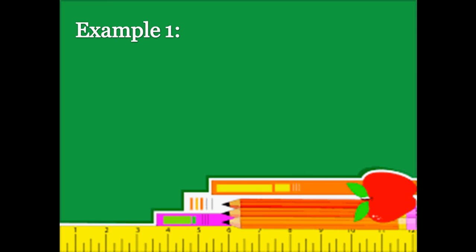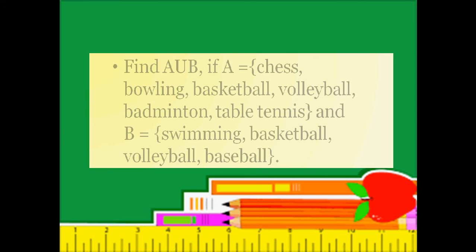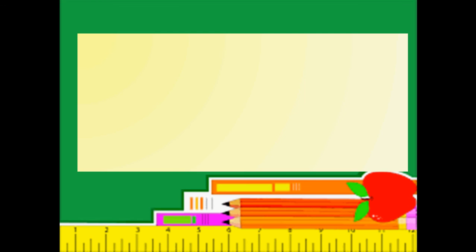For instance, find the union of set A and B if set A has the elements chess, bowling, basketball, volleyball, badminton, table tennis, while set B has the elements swimming, basketball, volleyball, and baseball. To find the union of sets, we have to list all the elements from set A and combine them with the elements that are not yet listed that belong to set B.